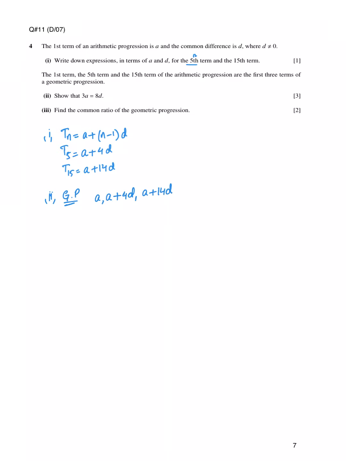For a GP, we know that the ratios of terms are equal. So we can say that (a plus 4d) divided by a is equal to (a plus 14d) divided by (a plus 4d). We can do the cross multiplication, so that will be (a plus 4d) times (a plus 4d) is equal to a times (a plus 14d).